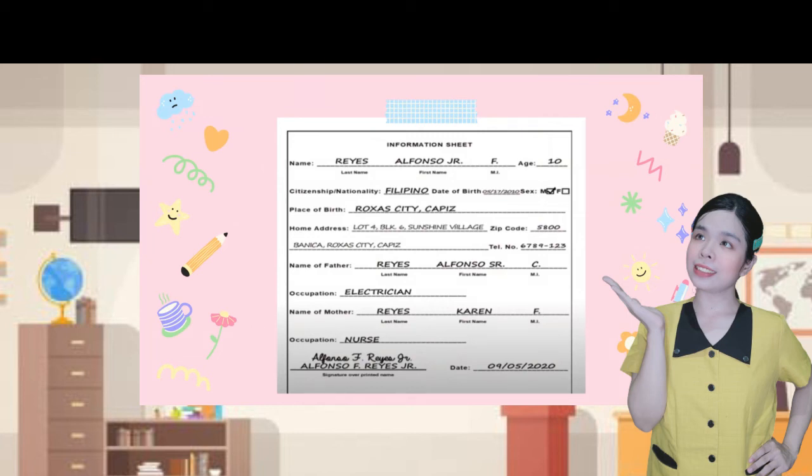His father's name is Reyes, Alfonso C., Sr., given as last name, first name and middle initial, and his occupation is electrician. Name of mother: Reyes, Karen F. And occupation, which means the job of his mother. Then his signature over printed name, and the date that he signed it.